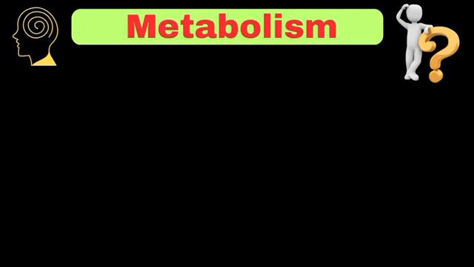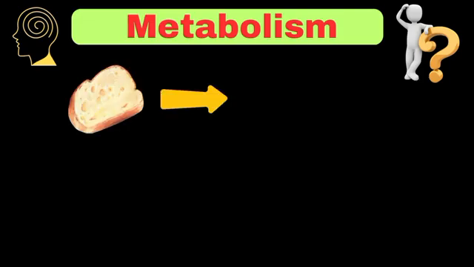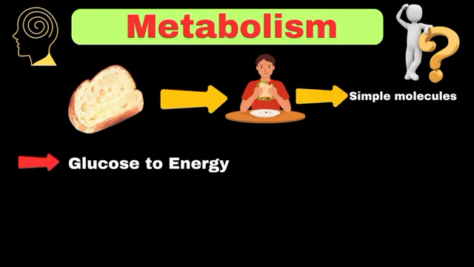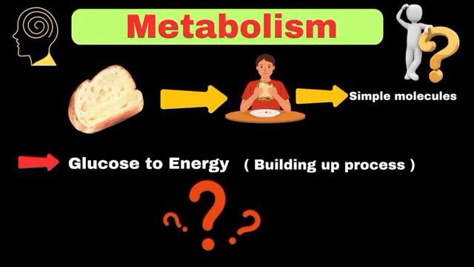To understand what metabolism actually is, let's look at what happens to a piece of bread after we eat it. First, our digestive system breaks it down into simple molecules like glucose. This is a breakdown process. Then, our cells either use this glucose for energy or convert it into fat for storage. This is a building up process. These two opposite processes working together show us what metabolism is all about. Now we can define metabolism in a simple and easy way.